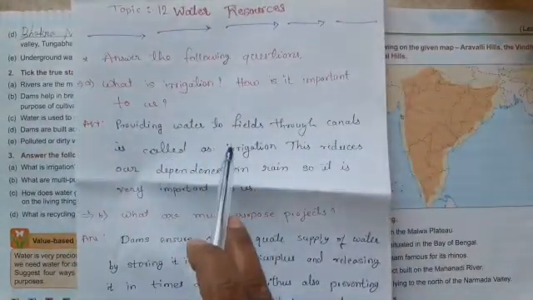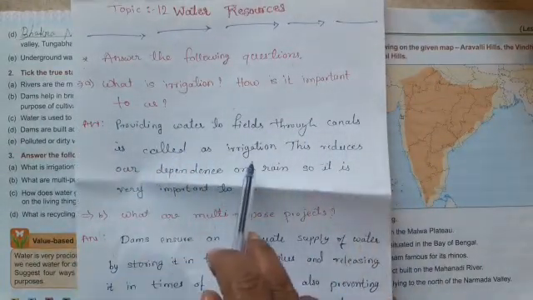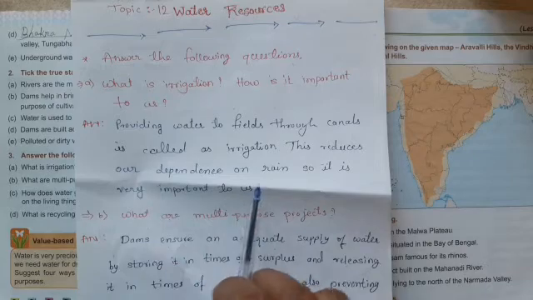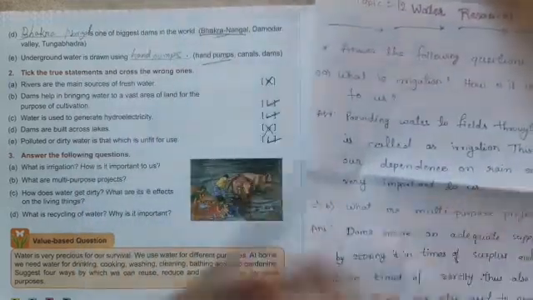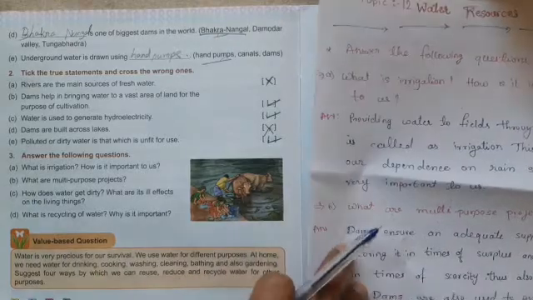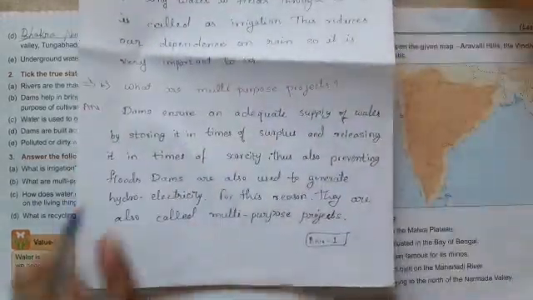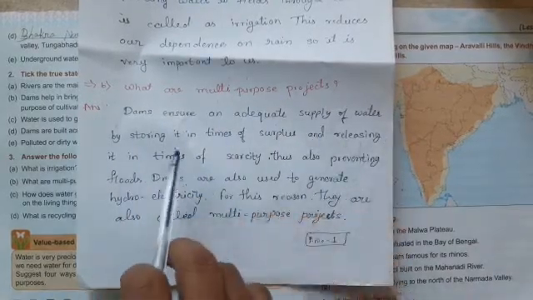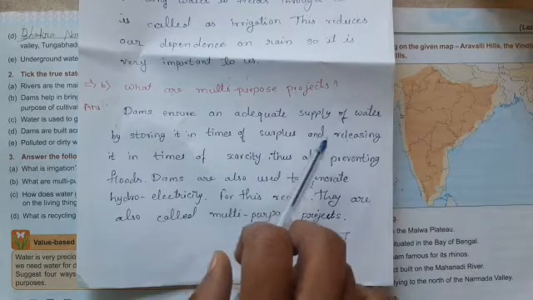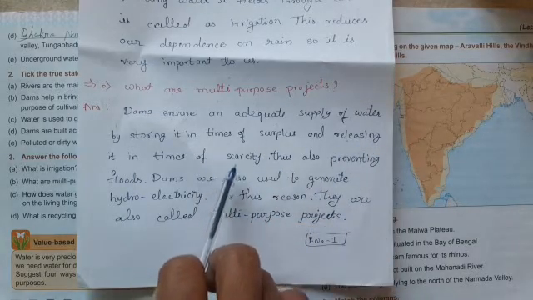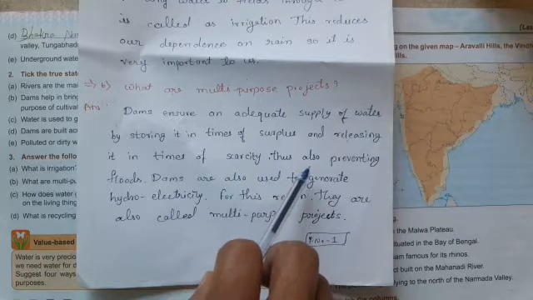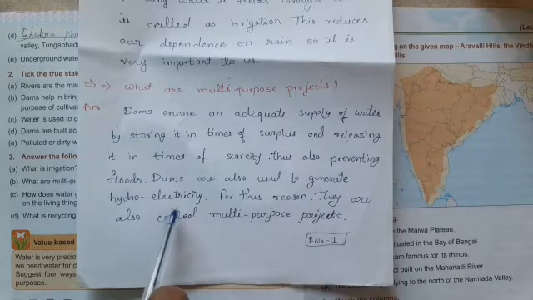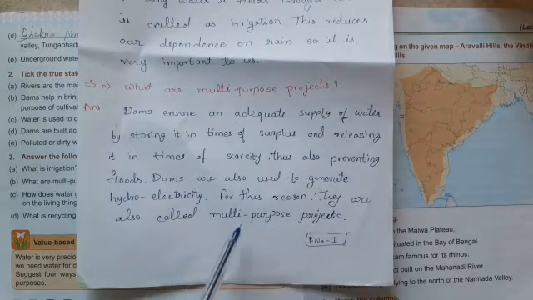Answer. Providing water to fields through canals is called irrigation. This reduces our dependence on rain, so it is very important to us. Question B. What are multi-purpose projects? Answer. Dams ensure an adequate supply of water by storing it in times of surplus and releasing it in times of scarcity, thus also preventing floods. Dams are also used to generate hydroelectricity. For this reason, they are also called multi-purpose projects.